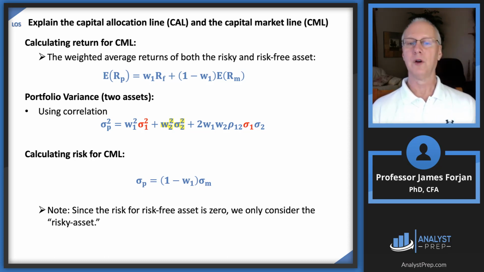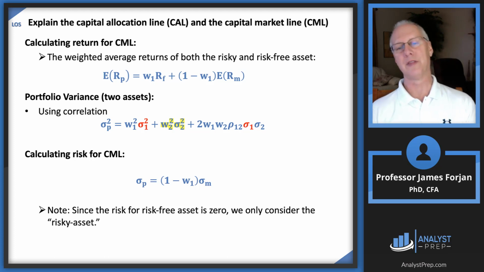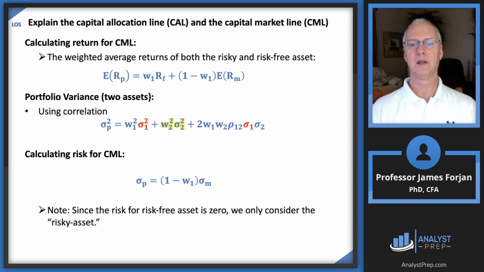And notice that I bolded in red the variance of the first asset, and then way over to the right, the standard deviation of the first asset. Well, that's going to be the variance and the standard deviation of the risk-free asset. And so what do we know? Risk-free asset has no standard deviation. It's risk-free, right? So that standard deviation is going to be 0. So the first term drops out, and then the third term drops out, and all we're left with is that middle term in yellow.